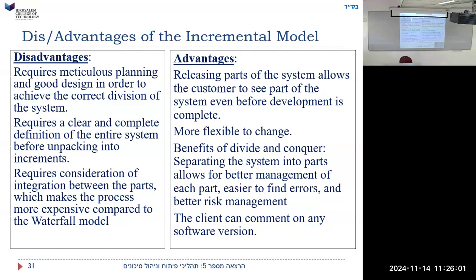Easier to change. Benefits of divide and conquer: separating the system into parts allows for better management of each part. Easier to find errors and better risk management. Because I really have small parts that are really separate, I can test them better, I can look for bugs better, it's easier to manage.